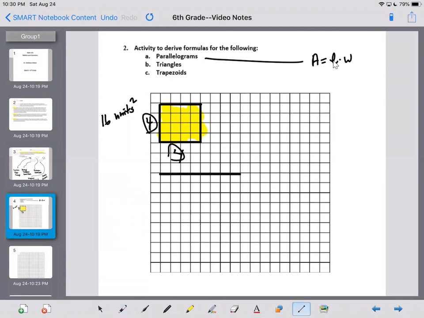a rectangle. If this was a 1, 2, 3, so that's a 4 by 8, then we could count all the square tiles inside there, and that would give us 32 square units. So those are different parallelograms. Now we also have a parallelogram that may look a little different.